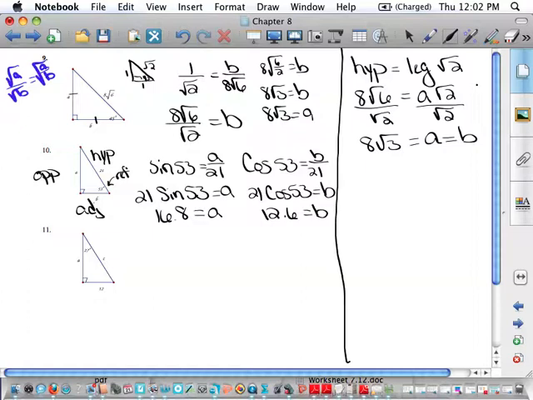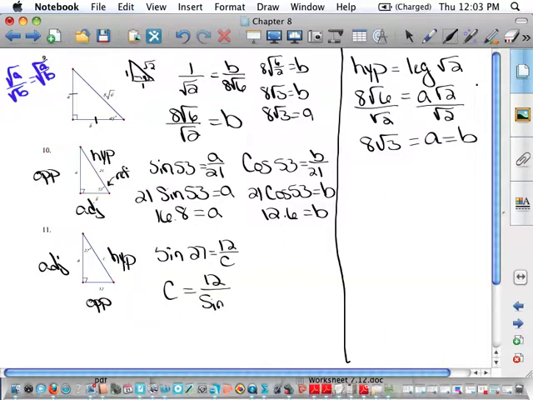Okay. The next one, number 11, again, I'm going to use the trig ratios. I have the side opposite, I want the adjacent, and I want the hypotenuse. So to find the hypotenuse, I will use sine of 27 is equal to 12 over c. Now this time the variable's down low, so they trade places, so therefore sine 27 and c trade places. So c is equal to 12 divided by sine of 27.